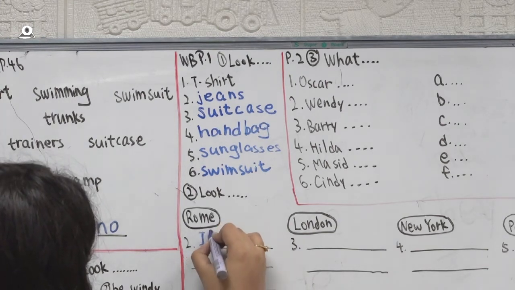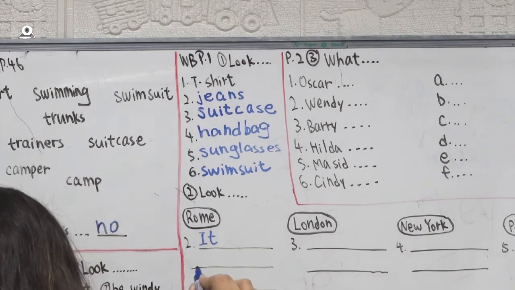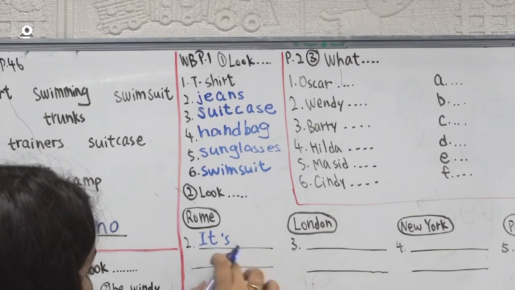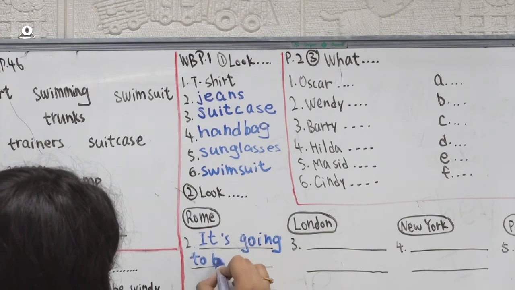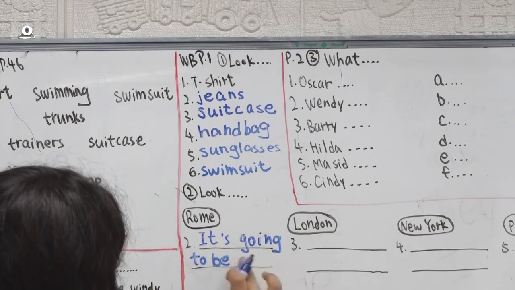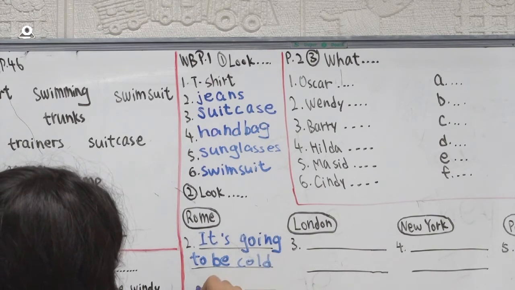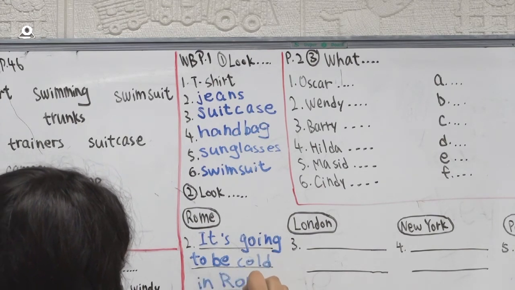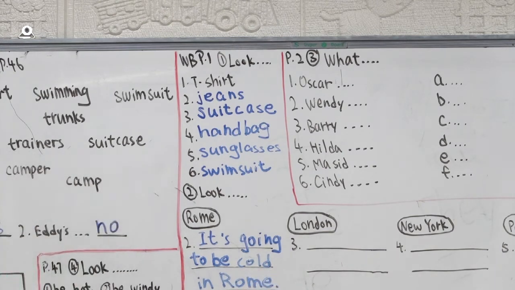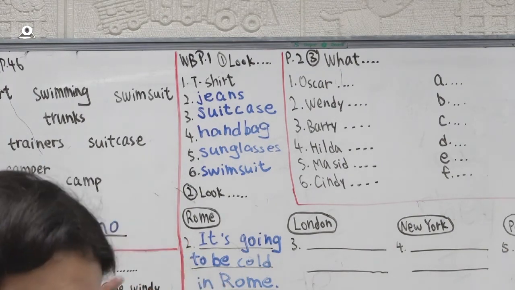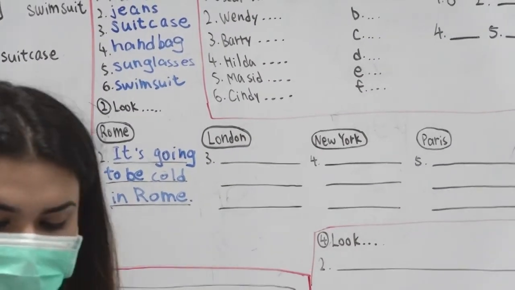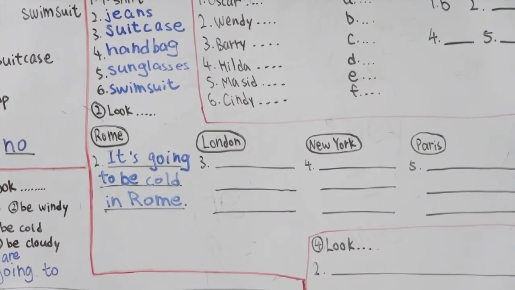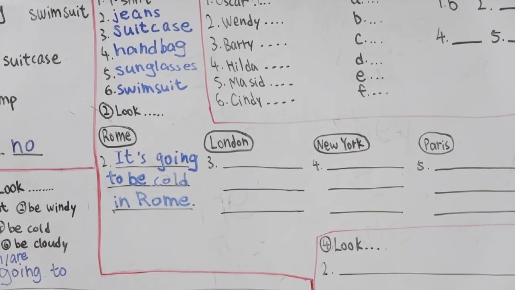Okay, so it is or it's. It is or it's, okay. It's going to be cold in Rome. It's going to be cold in Rome. So there are 2 examples that have been done for you, right? Please do 3 to 5. Alright, please look at the picture and then do it. Okay, let's get started.